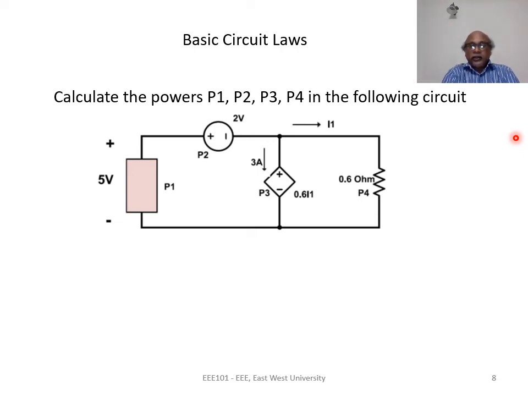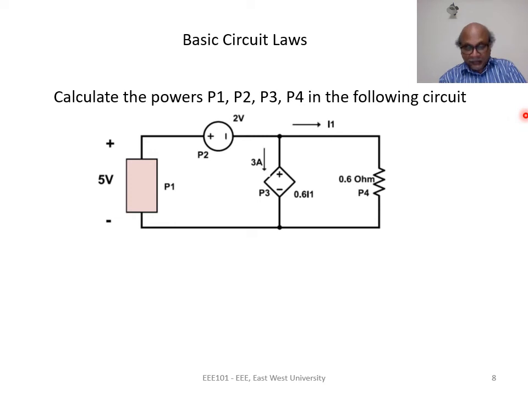If you notice carefully, you will see that this circuit is very similar to the circuit which we solved at the end of our last lecture. There are some differences. The major difference is that the values of some of the circuit variables are missing. The current through this rectangle and this 2-volt source is not shown. Similarly, the voltage across this 0.6 ohm resistance is not shown. The value of I1 is also not shown.